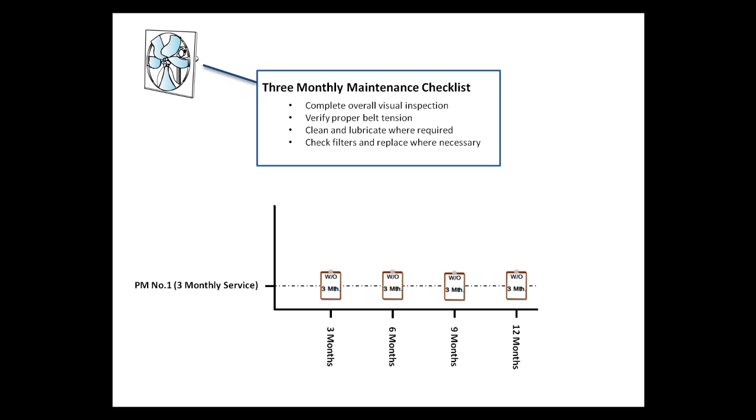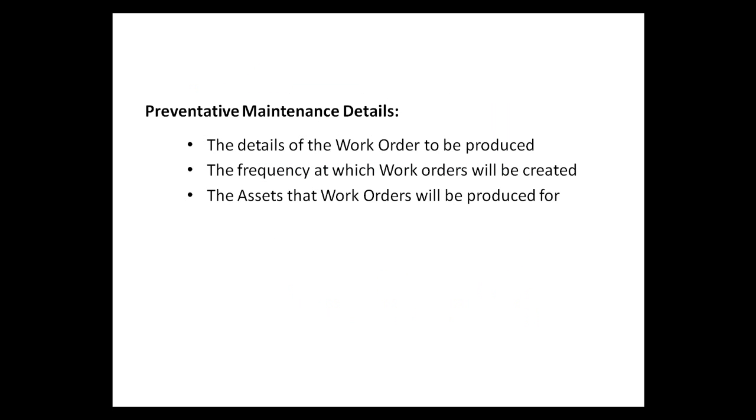If I'm required to also perform a more comprehensive service annually, I would create a second preventative maintenance schedule to produce work orders every 12 months. And if I use the preventative maintenance's hierarchy option, then the annual service will override the 3-monthly service, and when both work orders are due, only the annual work order will be produced. When I create a preventative maintenance schedule, I will typically specify the details of the work order to be produced, the frequency at which work orders will be created, and the assets that work orders will be created for.